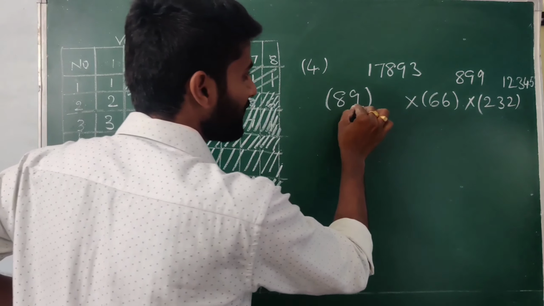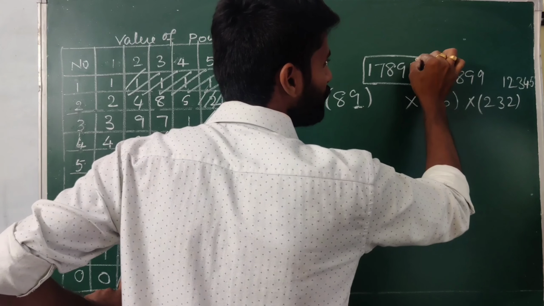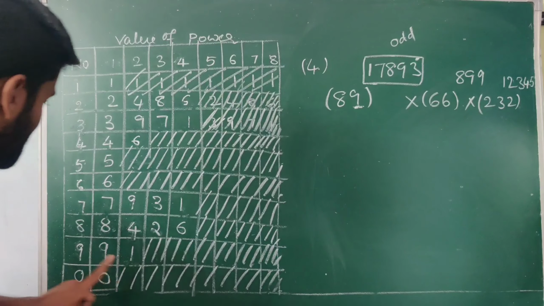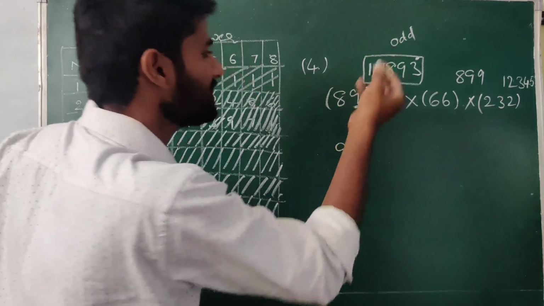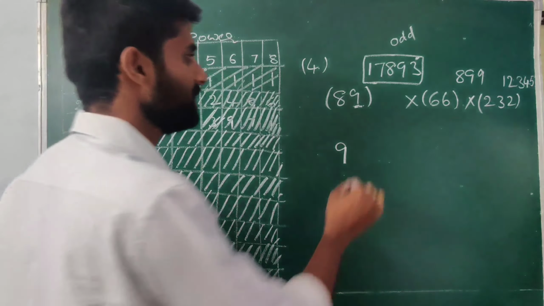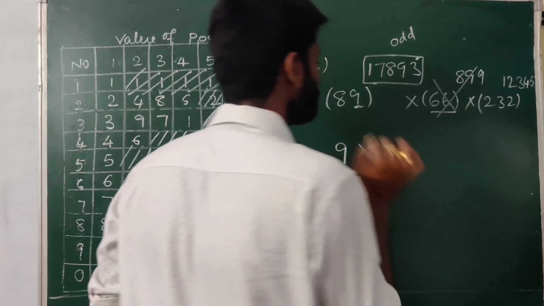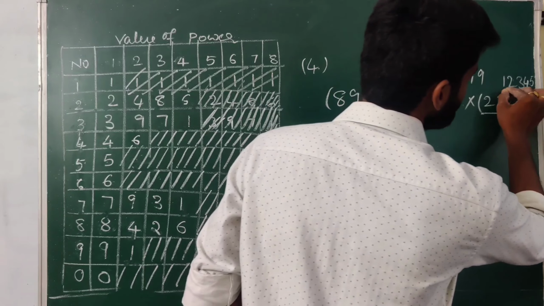See, for 9 power, identify whether the power is even or odd. If the units place is 3, definitely this is an odd number. Then if it is 9 power odd, the units place is equal to 9. We get the units place as 9. If 6 power anything, the units place is always 6 only. And they have given 232.